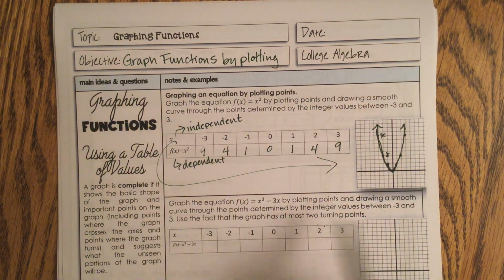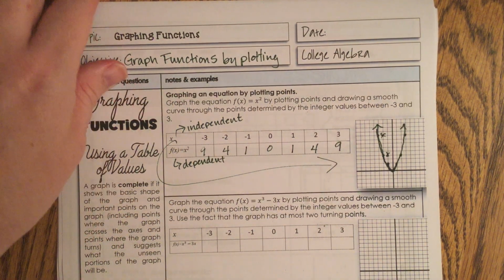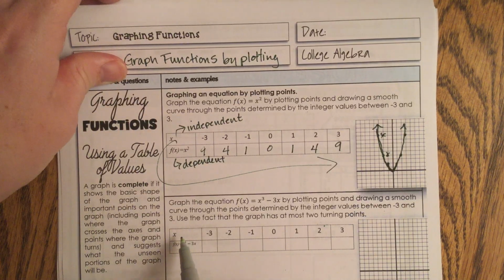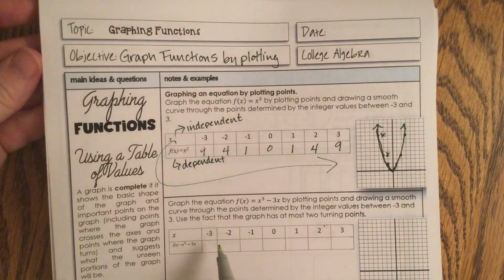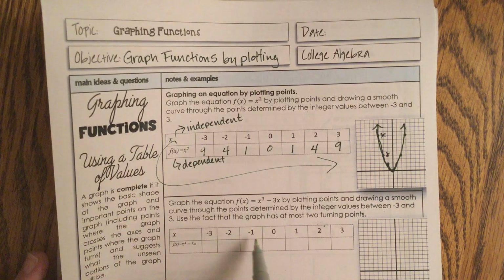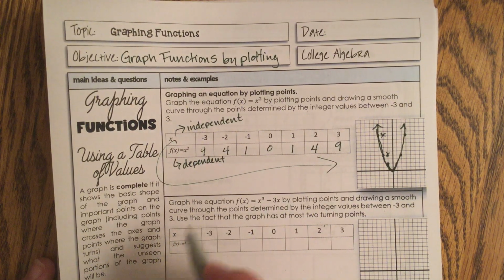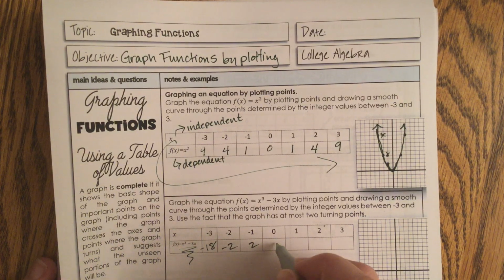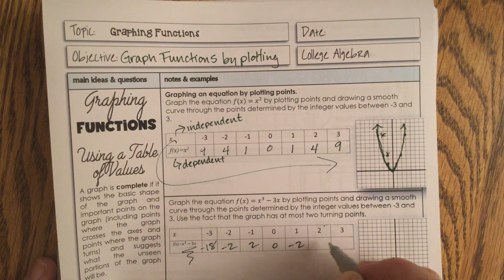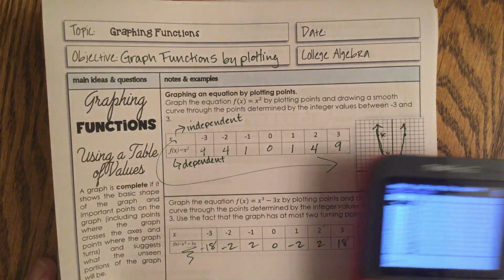The same thing is true for the second example. We have given independent variable values, negative 3, negative 2, negative 1, 0, 1, 2, 3. If we plug all of those respectively into our function x cubed minus 3x, then we get negative 18, negative 2, 2, 0, negative 2, 2, and 18.